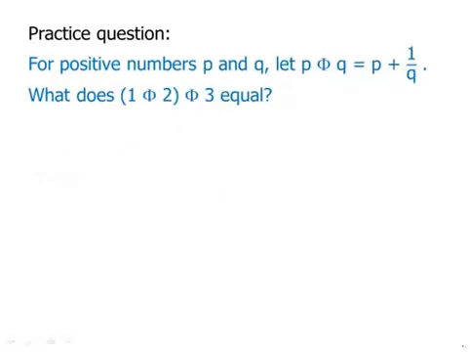Here's another practice question. This symbol here, it turns out, is a Greek letter, the Greek letter phi. For positive numbers p and q, let p phi q equal p plus 1 over q. So it's going to be the first number plus the reciprocal of the second number. What does the quantity 1 phi 2, and then phi 3, that's a hard thing to say, what does that equal? So I'm going to say pause the video here and then we'll talk about how to evaluate this.